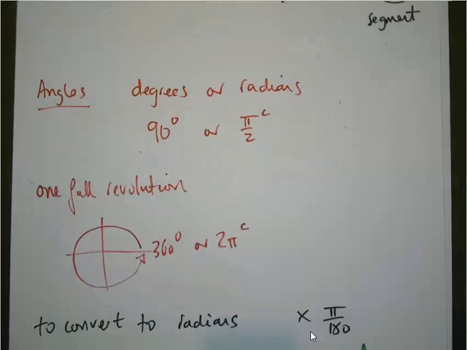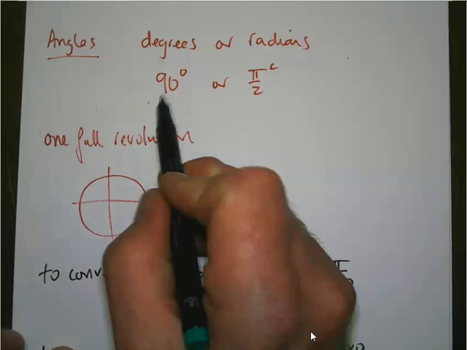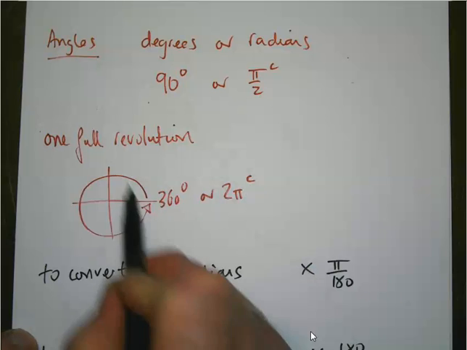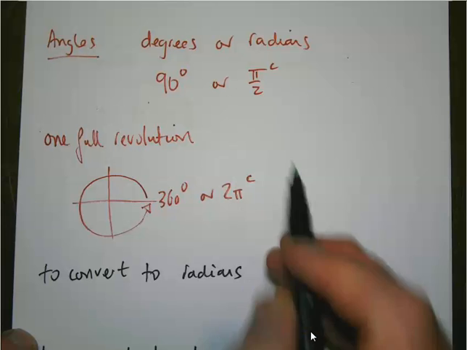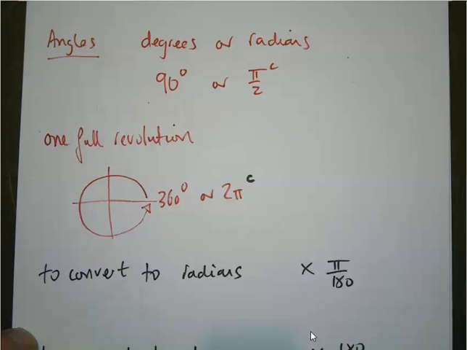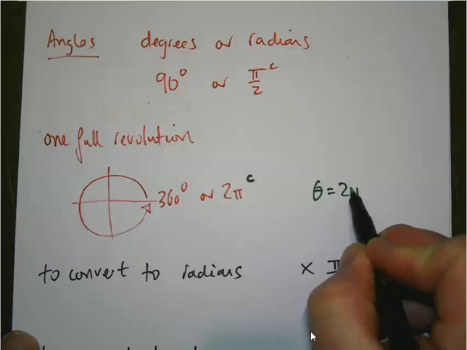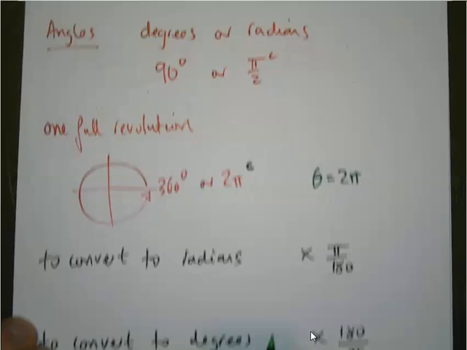We can actually measure angles in degrees or radians. A 90-degree angle would be pi on 2 radians. One full revolution would be 360 degrees or 2 pi radians. A small c indicates a measure of radians. However, if the angle is given as 2 pi without the symbol c, we know that that's going to be a radian measure.